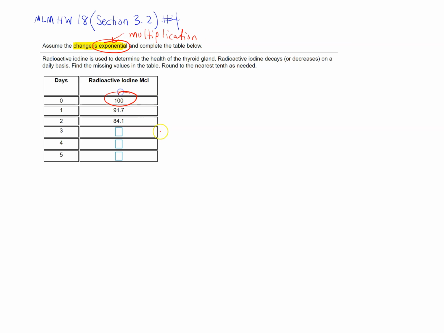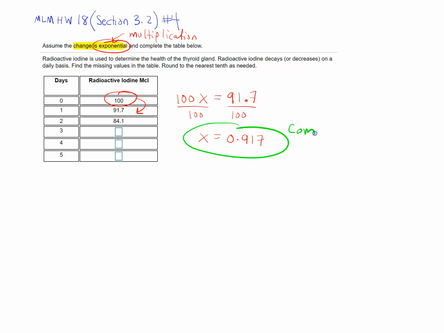So when I look at 100, I'm going to start at 100 and change to 91.7. I'm going to ask myself, 100 times what number? So let's just put an X there. 100 times what number X is going to get me to 91.7? Okay, so I'll just go ahead and divide both sides by 100, and when I do that, I find that mystery number X is 0.917. So I'm claiming that this is my common ratio. This is the number I'm going to repeatedly multiply by to create the outputs in this table.